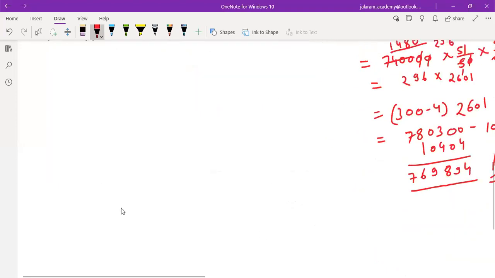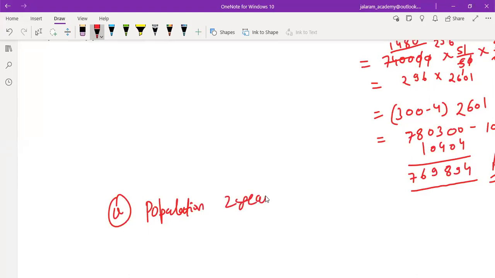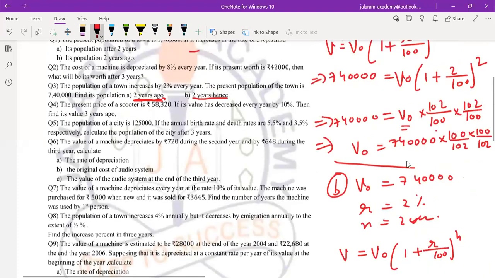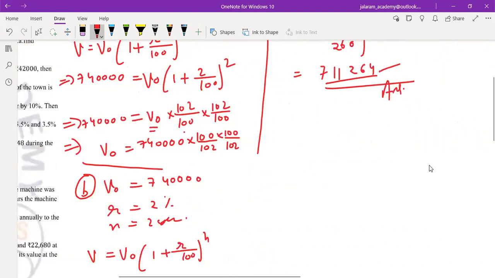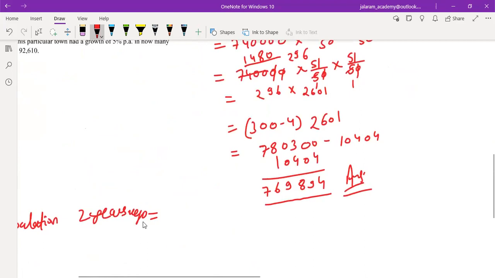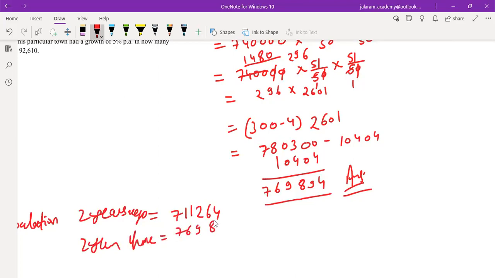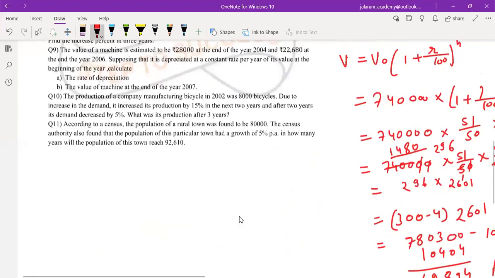And always write the answer at the end of the question, like: population 2 years ago equals what we have found. It was 7,11,264, and 2 years hence, 7,69,894. Answer. In this way you have to solve the question.